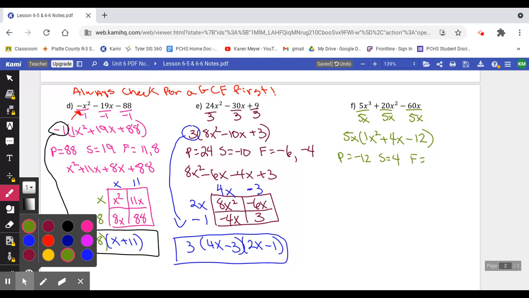Factors. Well, the only thing that multiplies for a negative is 1 negative and 1 positive. So I want to multiply for negative 12 and add for positive 4. And hopefully everybody's saying negative 2 and positive 6. So now we're going to expand it to 4 terms, and then I'm going to take those 4 terms and put them inside a box.